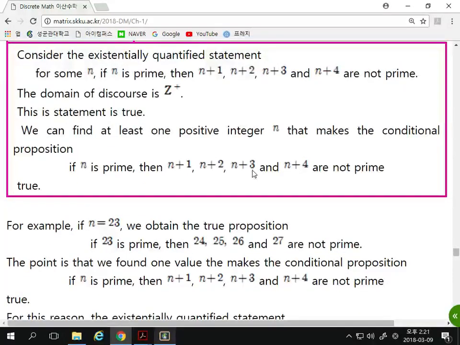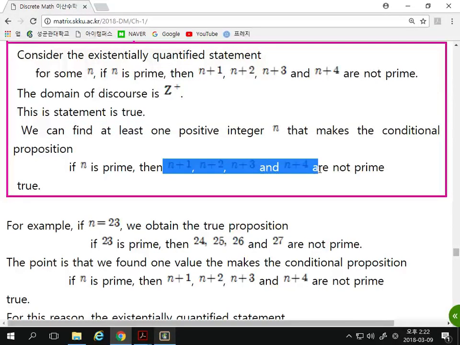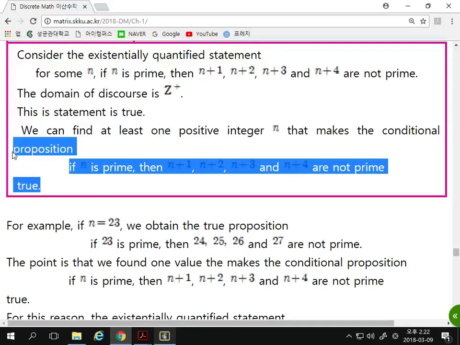Next, for some n, if n is prime, then n+1, n+2, n+3, n+4 are not prime, where the domain of discourse is the positive integers. This statement is true. When n is prime, some of these are not prime. We can find at least one positive integer n that makes the conditional proposition true: if n is prime, then not all of n+1, n+2, n+3, n+4 are prime. Some of them are not prime. That sentence is true.